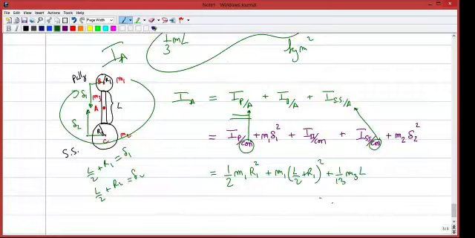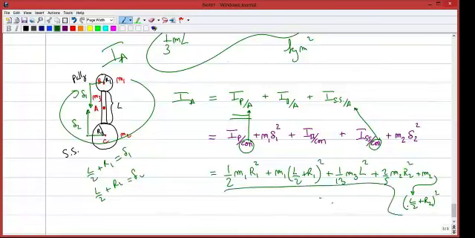M3, length squared. And the last one, moment of inertia of a solid sphere at the center of mass, is 2/5 mass of the solid sphere, which was M2, radius of the solid sphere, R2 squared, plus M2 times the translation factor delta 2, which is L over 2 plus R2 squared. Bang! 1, 2, 3, 4, 5 terms. Kilogram times meter squared. Done.